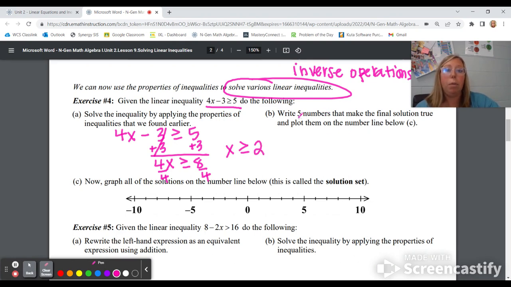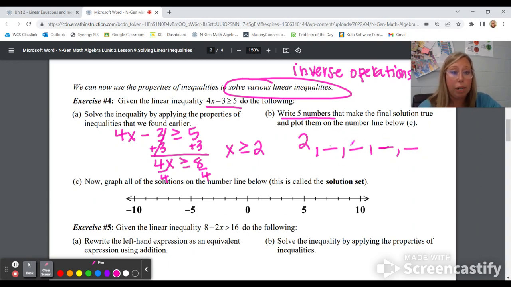In part B, they want you to write 5 numbers that make this solution true and then plot them on the number line in part C. Since our inequality symbol has an equal to sign, the first number that makes this true is 2, because your solution can be equal to 2. But the rest of our inequality is a greater than. So give me 4 numbers here.